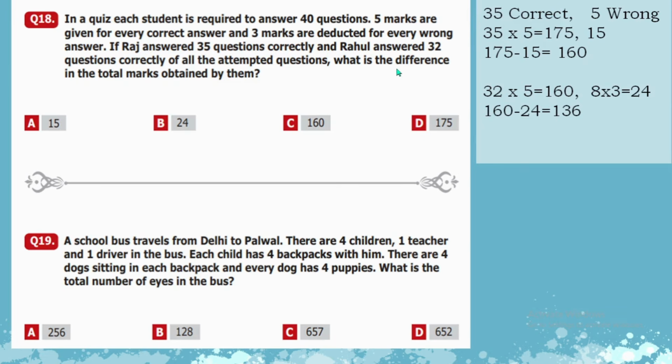Now they ask you what is the difference in the total marks obtained by them. So 160 minus 136 is equal to 24. Correct answer is 24. Option B.